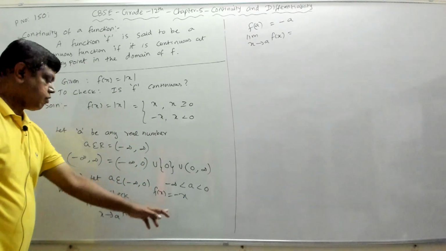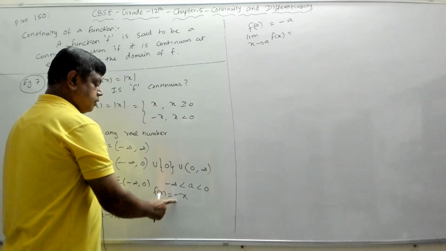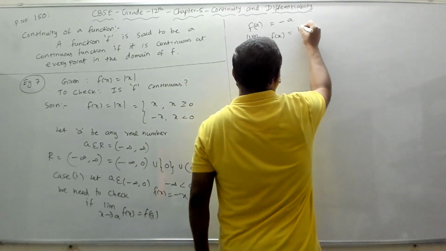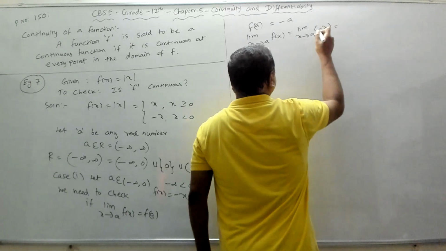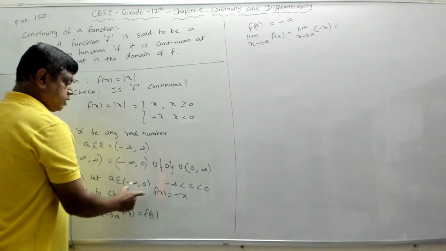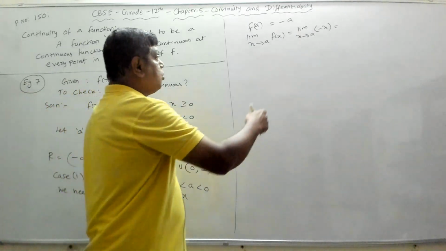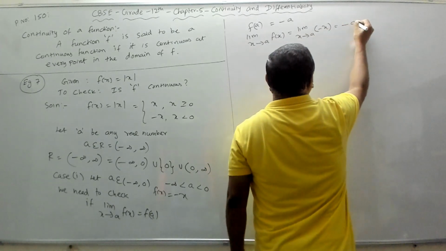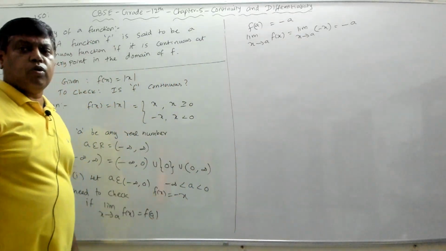So this is the definition of f of x. Limit x goes to a of f of x is what? F of x is minus x because a is negative. So you'll get limit x goes to a of minus x. For all the negative values f of x is minus x. Now we have to substitute: in the place of x we should put a, so this will become minus a. So we have got f of a is also minus a, and limit x goes to a of f of x is also minus a.